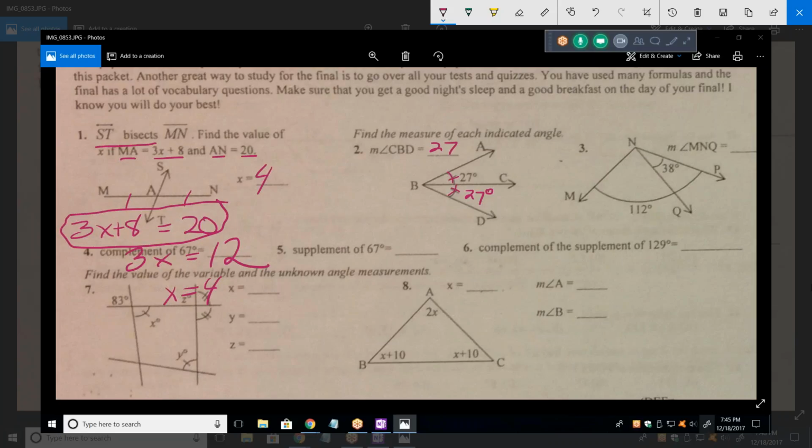They want to know MNQ. And they're giving you the arc, not the length, but the arc angle. So what's true about MNQ? What's true about this angle right here? Exactly, they're equal. Now let me make it a little clearer.